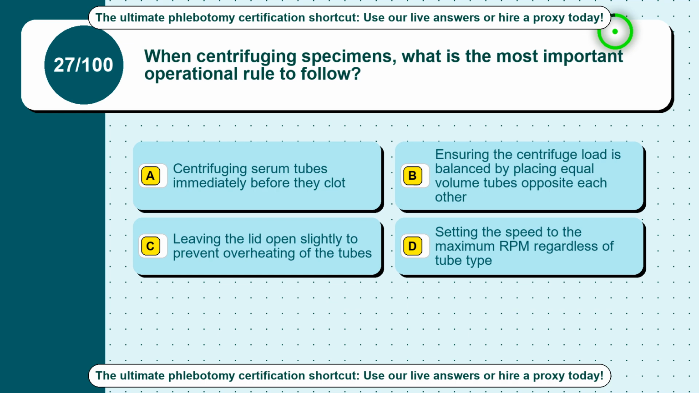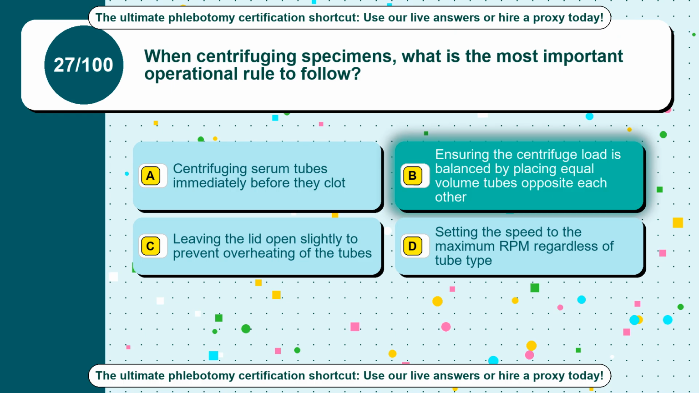Question 27. When centrifuging specimens, what is the most important operational rule to follow? Option A, centrifuging serum tubes immediately before they clot. Option B, ensuring the centrifuge load is balanced by placing equal volume tubes opposite each other. Option C, leaving the lid open slightly to prevent overheating of the tubes. Option D, setting the speed to the maximum RPM regardless of tube type. The correct answer is option B, ensuring the centrifuge load is balanced by placing equal volume tubes opposite each other.